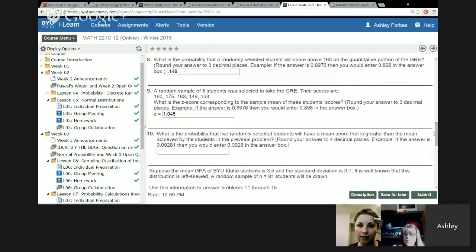Okay, so this is a sample, so then the z-score formula changes. Now we have to do the square root of everything. Oh, that almost got us, guys. So we'll do 160 minus 150.8, divided by the 8.8 divided by the square root of the sample size of 5. 1, 2, 3, 4, 5. Is that what you guys are getting? Yeah.